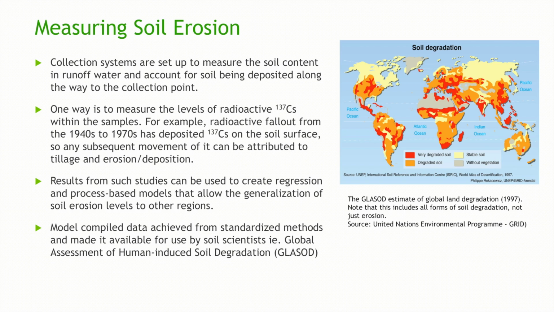One way of doing this comparison is by measuring radioactive cesium-117 levels in the soil, because after the radioactive fallout in the 40s and 70s, any movement of radioactive cesium from known levels can be attributed to tillage and deposition. Once both historic and current levels are known, databases such as the Global Assessment of Human-Induced Soil Degradation can be made for soil scientists to extrapolate data from.